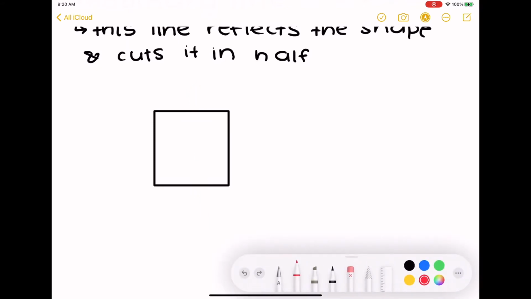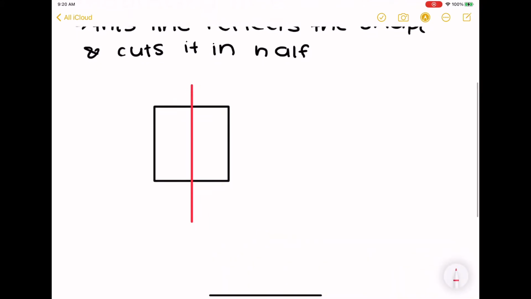So for example, if I take a square, I can split it in half and we'll have two equal sides. We can also split it in half vertically and horizontally, meaning we'll have two equal sides, and we can also split it diagonally and we'd still have two equal triangles. So this means a square has four lines of symmetry.